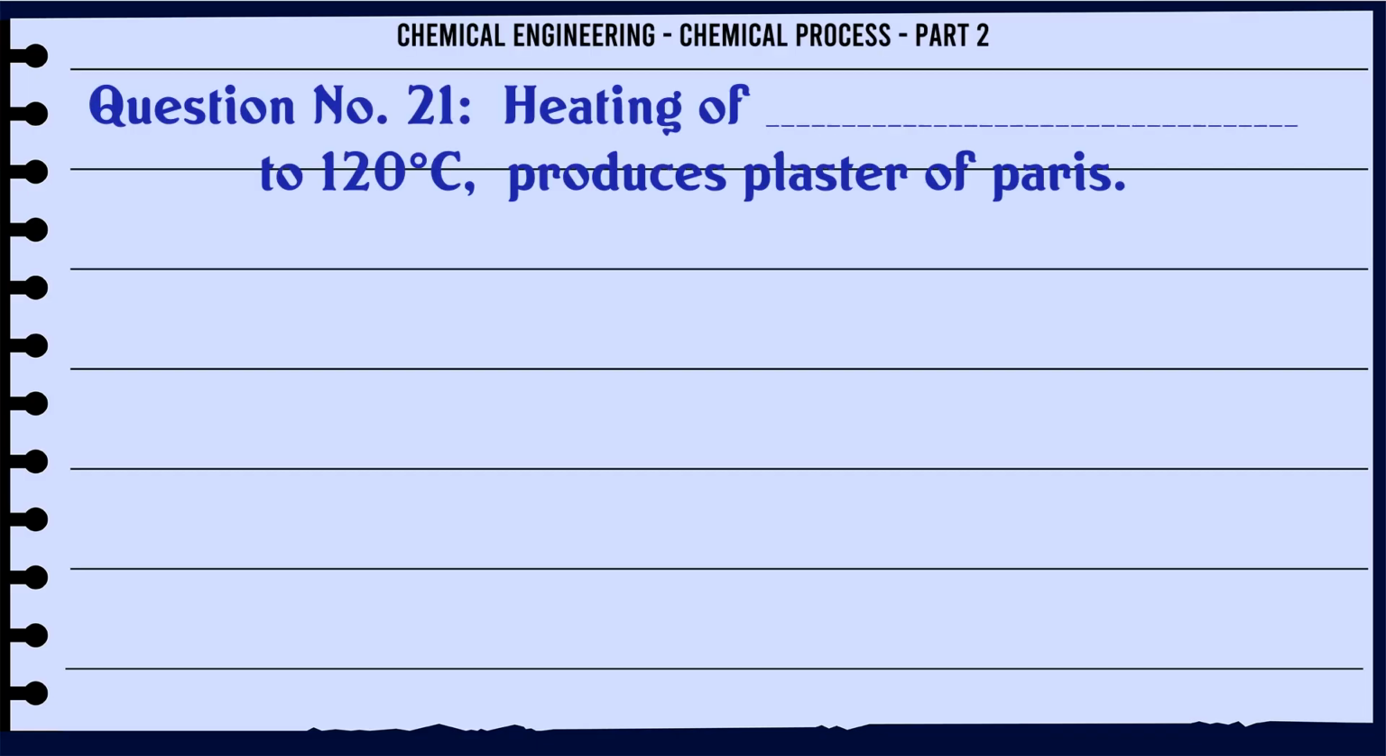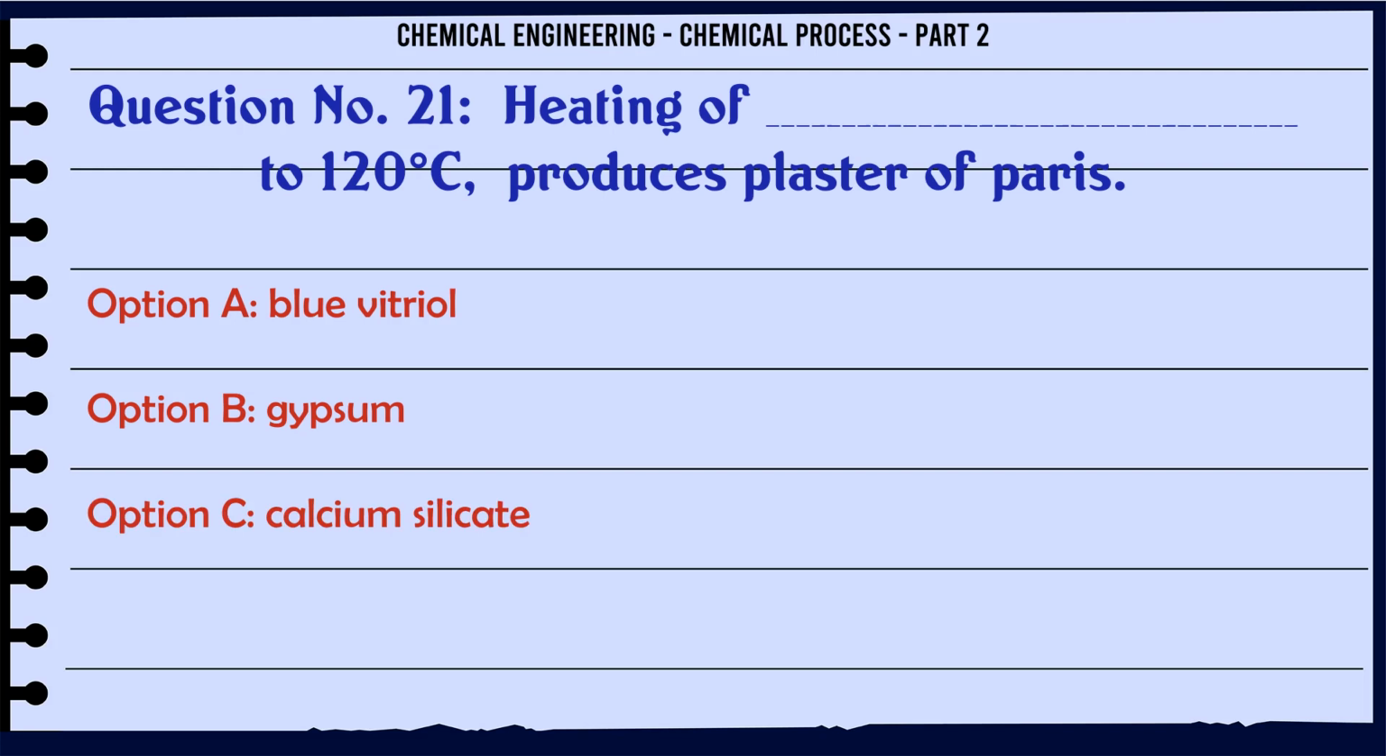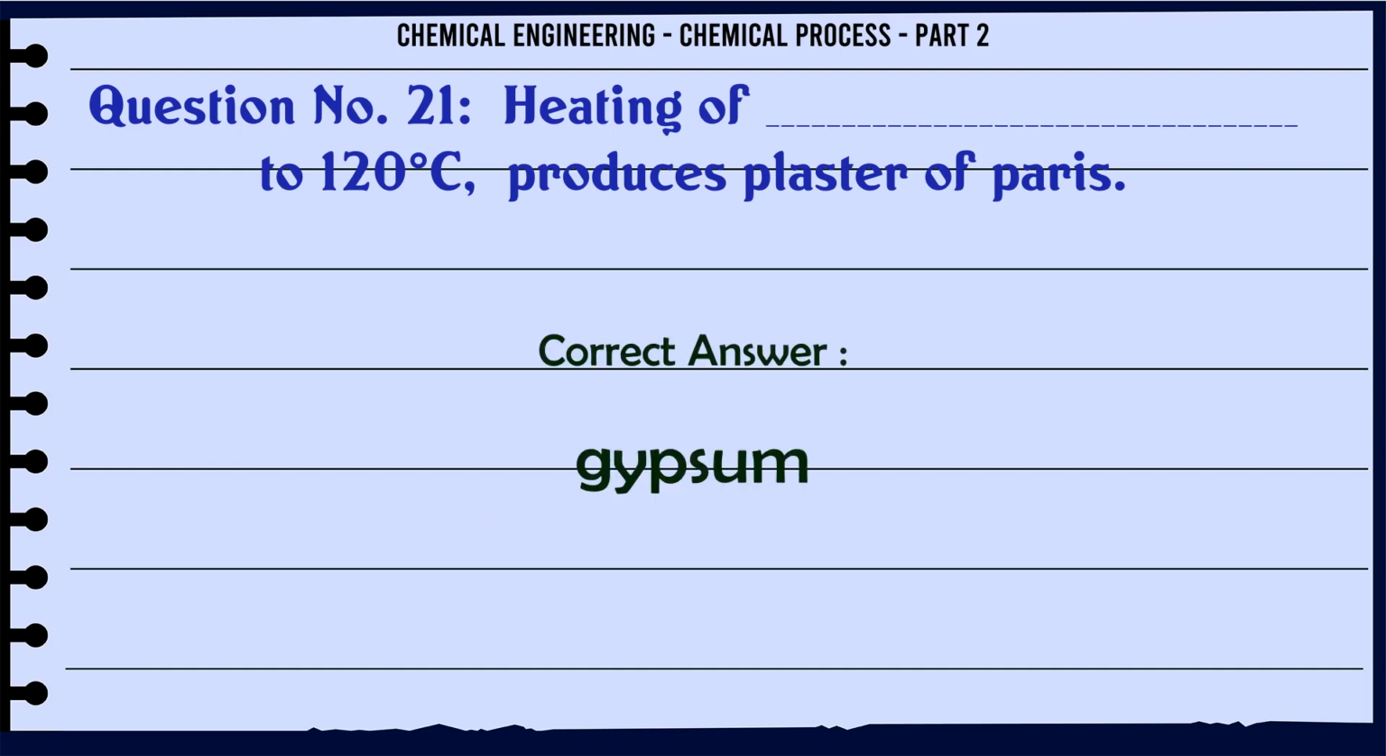Heating of to 120C produces plaster of Paris. A. Blue vitriol, B. Gypsum, C. Calcium silicate, D. Calcium sulfate. The correct answer is gypsum.